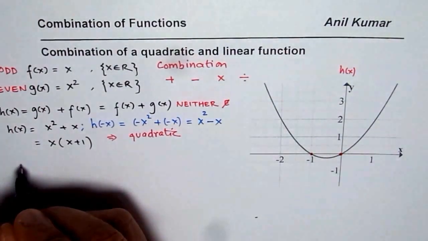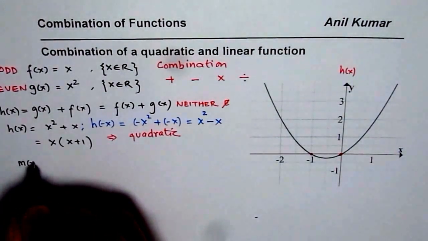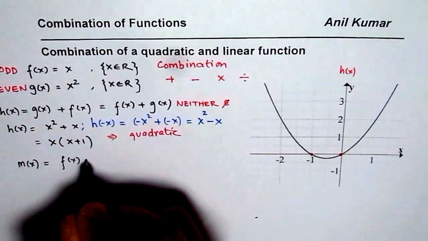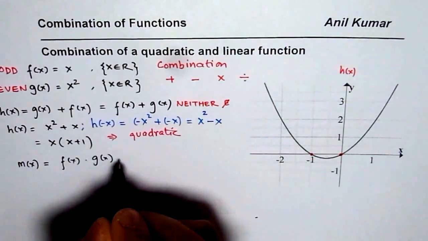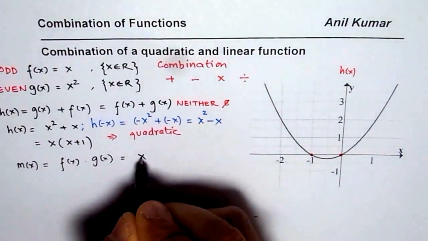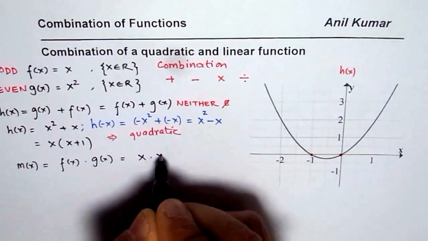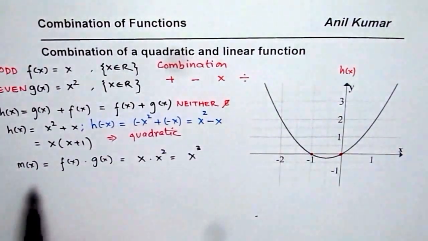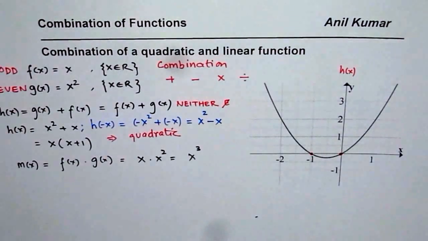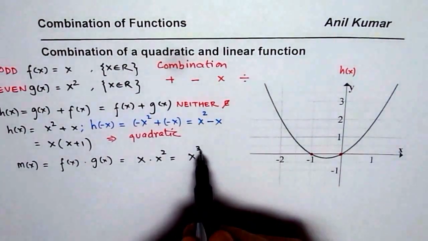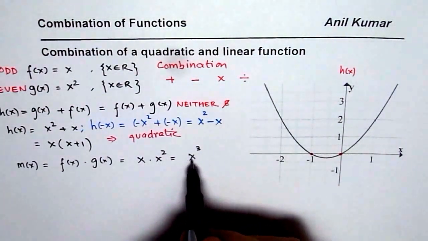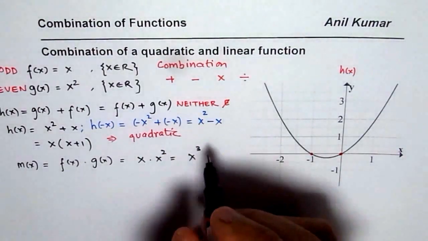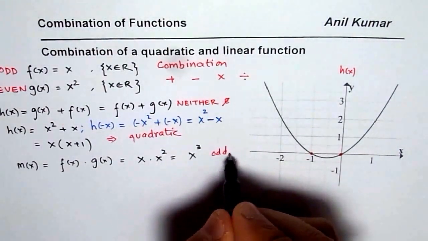So if I have another function, let us say m of x, where we multiply f of x and g of x, then what happens? Then we get x times x squared, and it becomes a cubic function, correct? And we know a cubic function is odd, right? So when you multiply an even and an odd function, you get an odd function, correct?